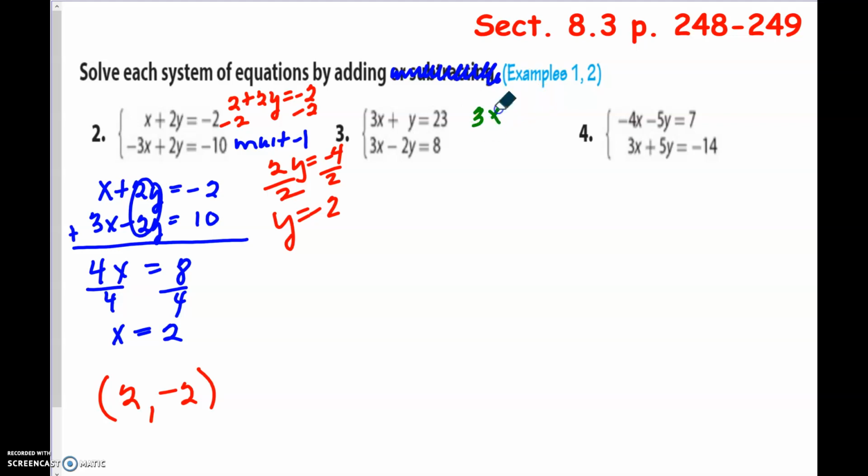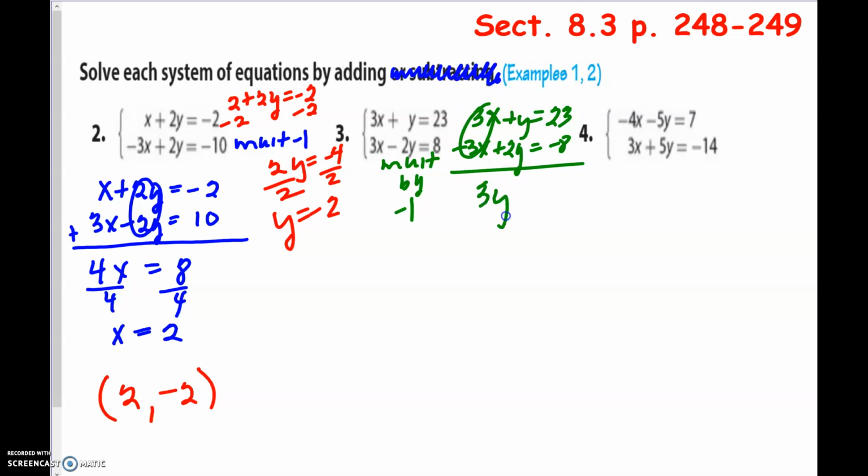So 3x plus y equals 23. And I'm going to multiply this by negative 1. So it becomes minus 3x plus 2y and a negative 8. So when I add these together, my 3x minus 3x, they're going to cancel out. And I have 1y plus 2y is going to be 3y. And then I'm going to do 23 minus 8, and I get 15.